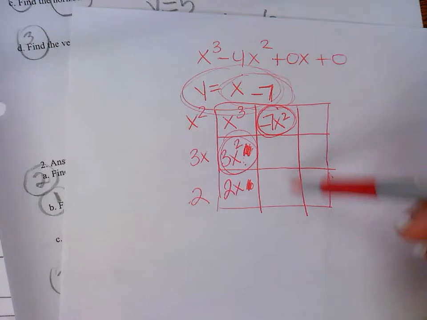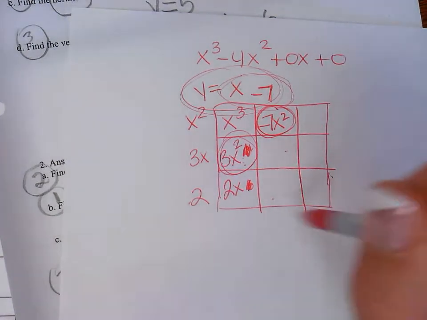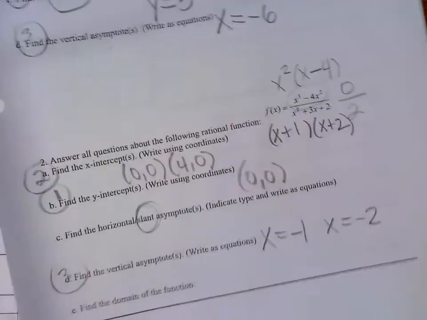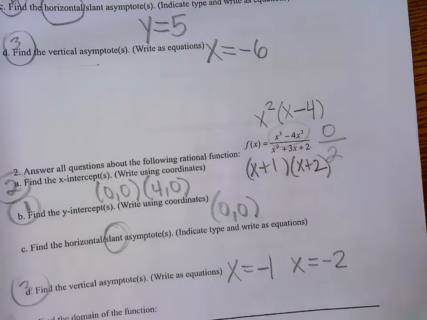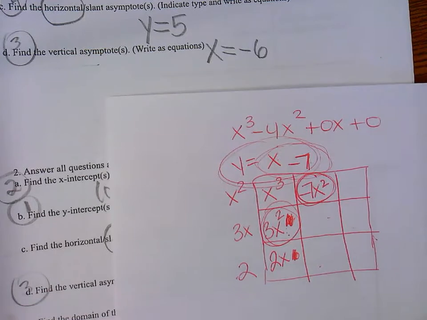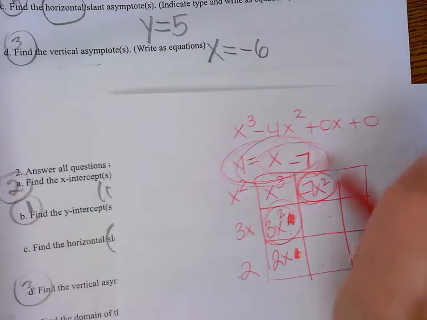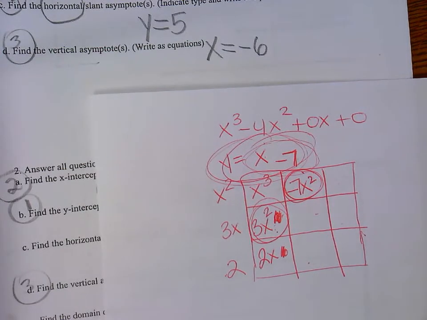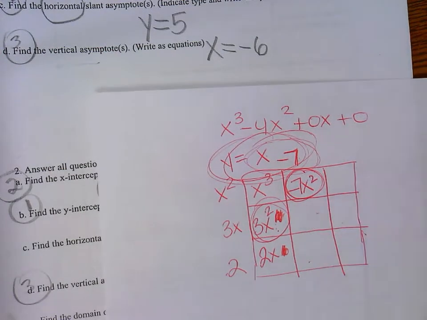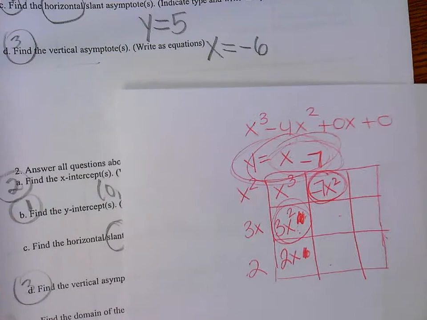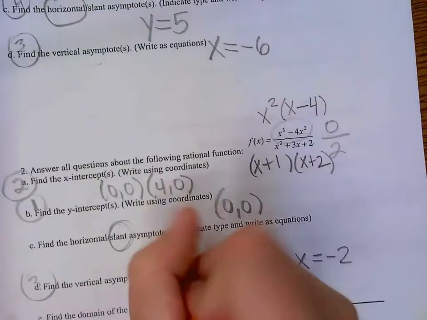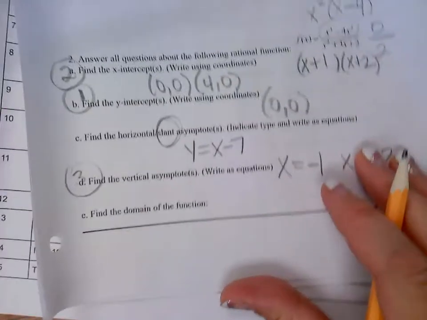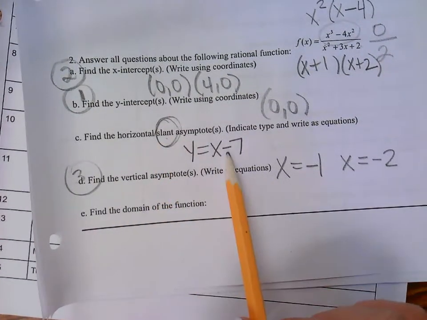If you want to go the whole rest of the way, you're going to be finding your remainder. I'm just going to skip that for now because I know already that nothing canceled. So I know that this is not going to be an exact factor. And I've already found my slant asymptote. So that's as far as you need to go on your test, as long as you're sure that there is a remainder of some sort. It shouldn't go in evenly if it's an asymptote. So y equals x minus 7 is my slant asymptote. Whenever you do division, it's a slant asymptote.